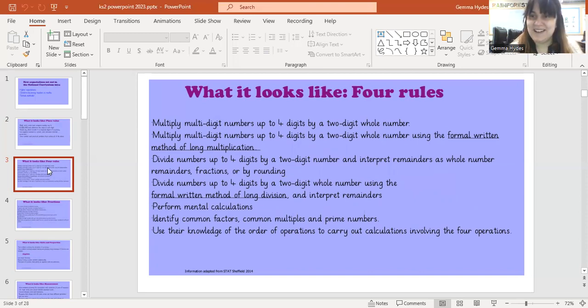Now, don't panic. Newland Spring has a calculation policy which shows you how to do the 4 rules. So if a child comes home with a new method or a new way of doing it, just have a look at our calculation policy, which is on our website under curriculum, and it will go through it all for you. They should be able to find the factors of a number and also be able to identify prime numbers and also be able to solve problems using all of these different things as well.